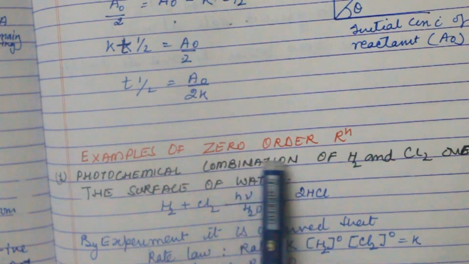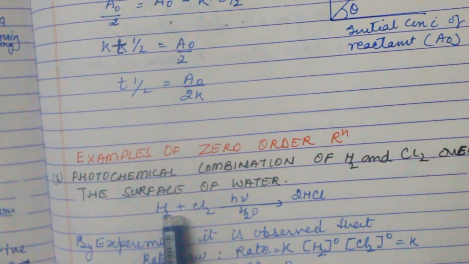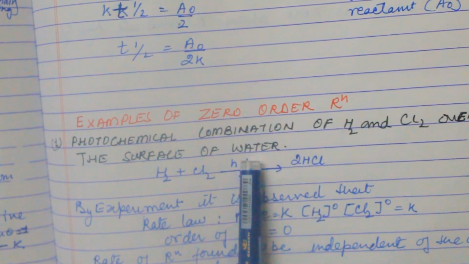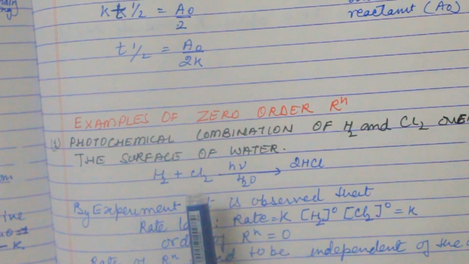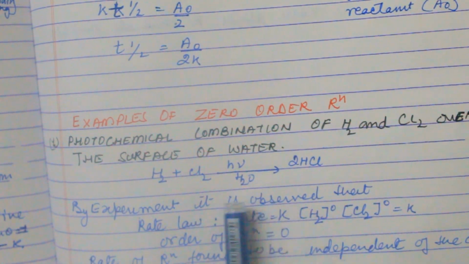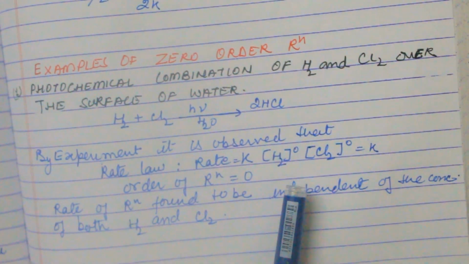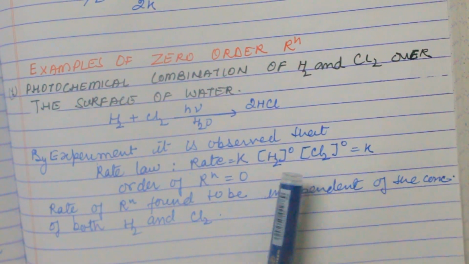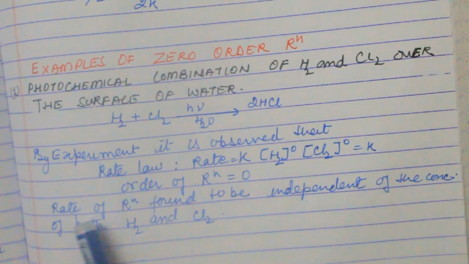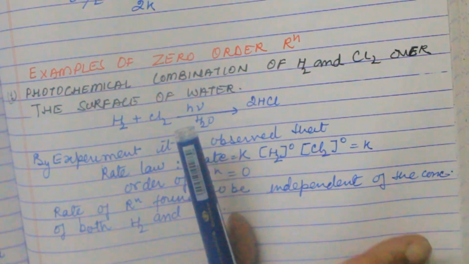Now come to examples of zero order reactions. First is the photochemical combination of H2 and Cl2 over the surface of water. This is the reaction, and the photon or sunlight helps H2 react with Cl2. Experimentally it is observed that both are in gaseous form, and the rate is equal to k, so the order of reaction is 0, as the rate of reaction is found to be independent of the concentration of both H2 and Cl2.